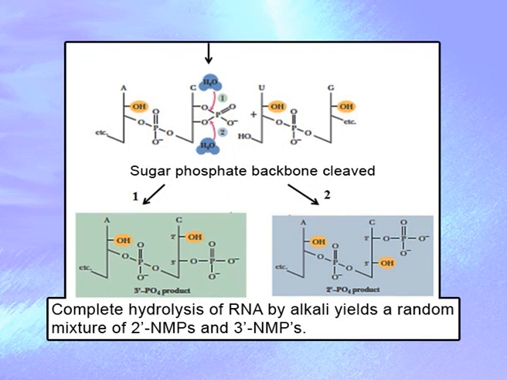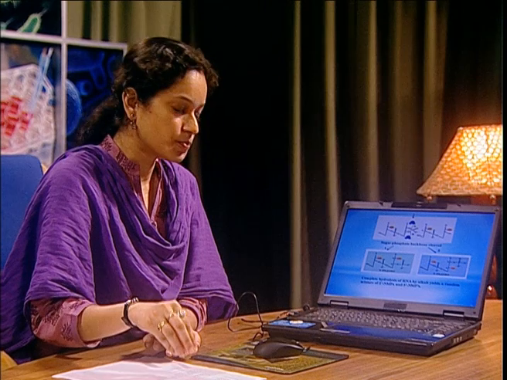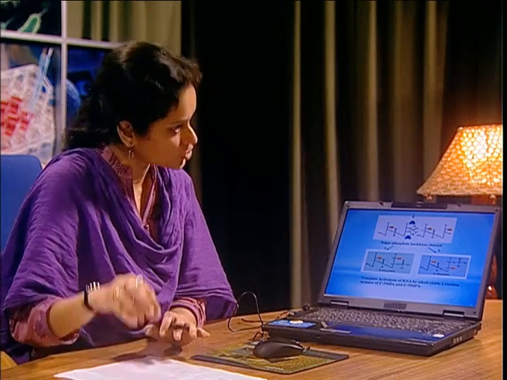Depending on whether the phosphate group is retained on the carbon 2' position, the product is known as the 2' phosphate product. And if the phosphate group is retained on the carbon 3' position, it is known as the 3' phosphate product. So, what we can say is that it is precisely attacking the 2' carbon atom of the ribose sugar.